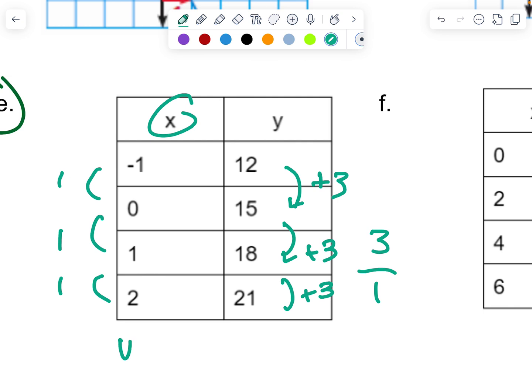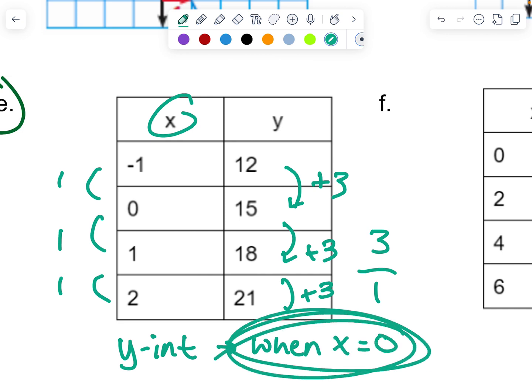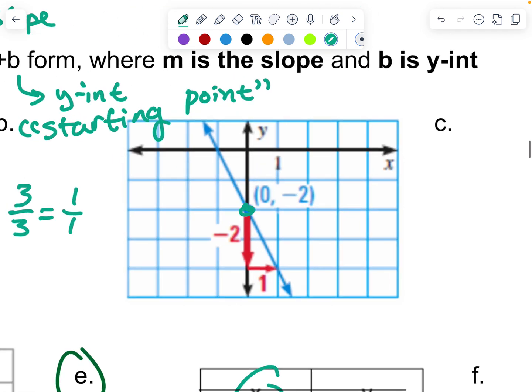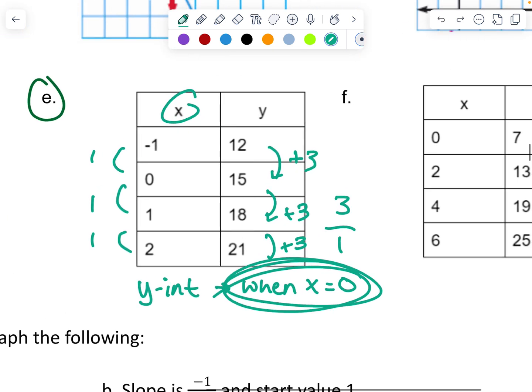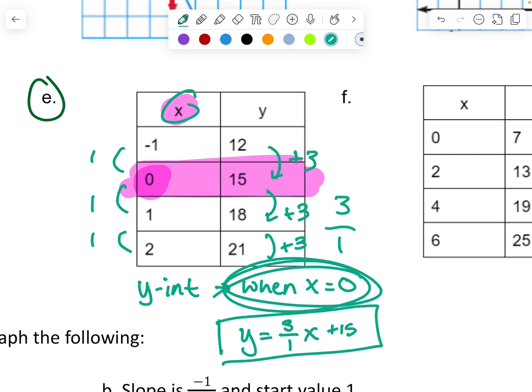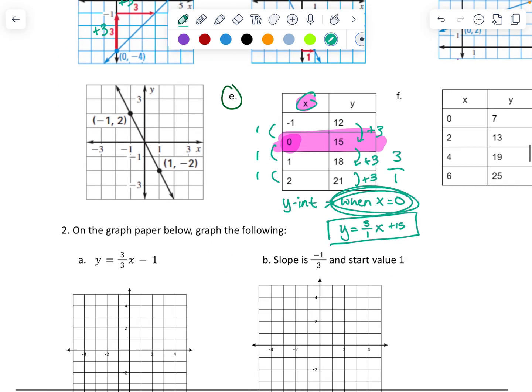Now, our y-intercept, something we know about our y-intercept is that it is always when our x value is 0. Always, always, always, right? If we look at our graphs, all of our y-intercepts are where our x is 0. So if I wanted to find my y-intercept from a table or a graph, I'd look at where the x is 0. Okay, so if I wanted to write this as an equation, y equals, my slope comes first, 3 over 1 x, and then my y-intercept plus 15. That's my final answer. Okay.